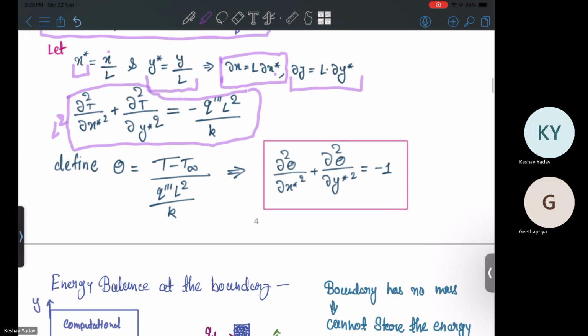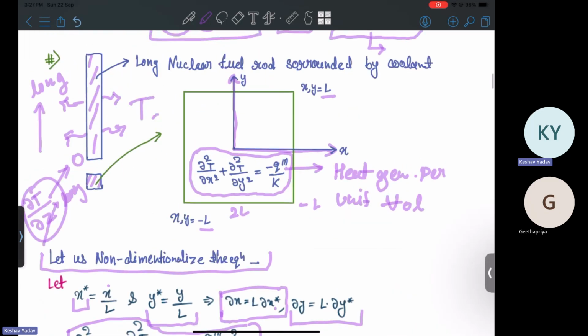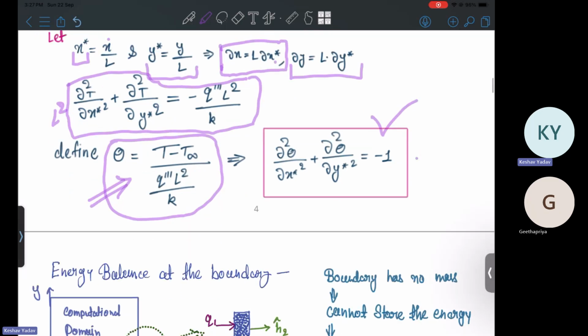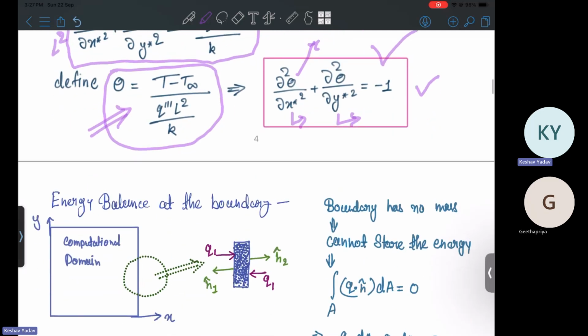Okay. Now if we assume theta is equal to T minus T infinity, where T infinity is the surrounding temperature, this is the equation that we will get: del 2 theta upon del x star square plus del 2 theta upon del y star square will be equal to minus 1. You see here we do not have many parameters. We only have theta, x star and y star. So we have reduced the number of parameters by non-dimensionalizing the equation.